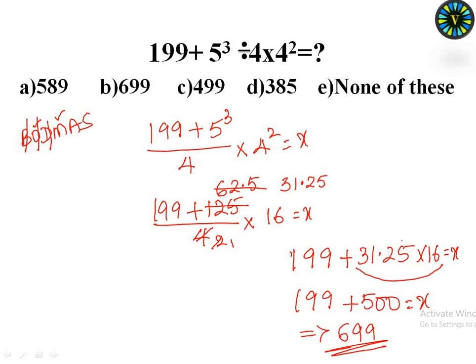This multiplication is very basic, so I have not done the multiplication directly. I said it's 500. If you want, you can calculate and check. Is this clear, guys? So hence the answer is 699. Which is that option? That option is B. I am going in a very slow manner because this is a very basic session. Is this clear?